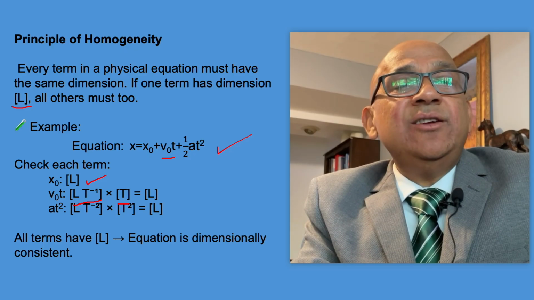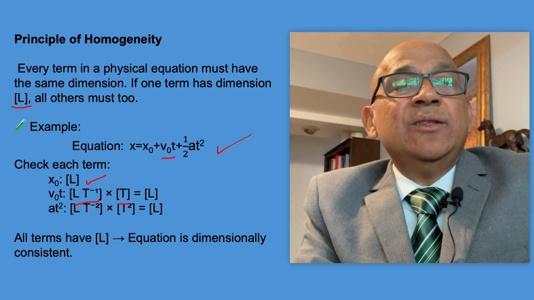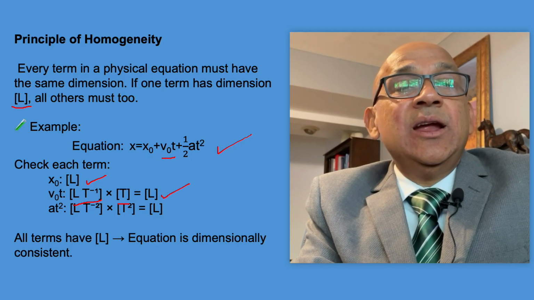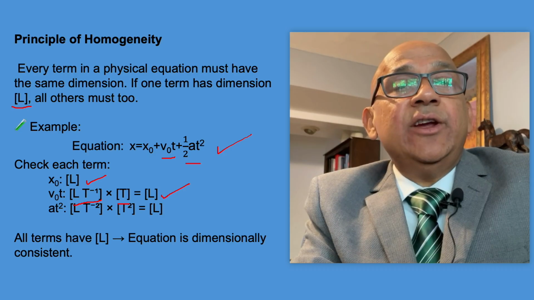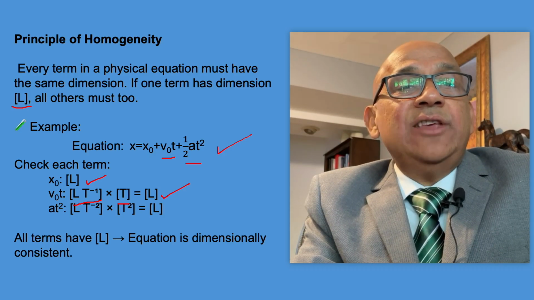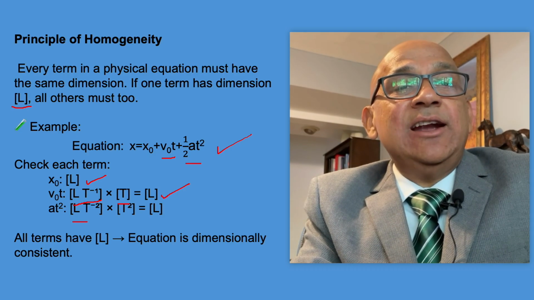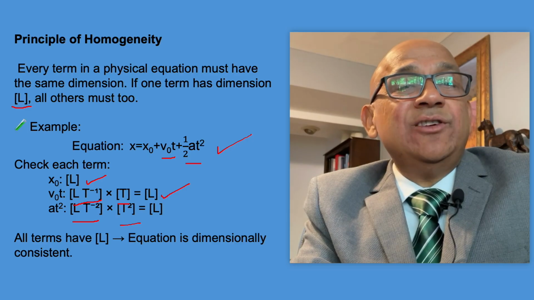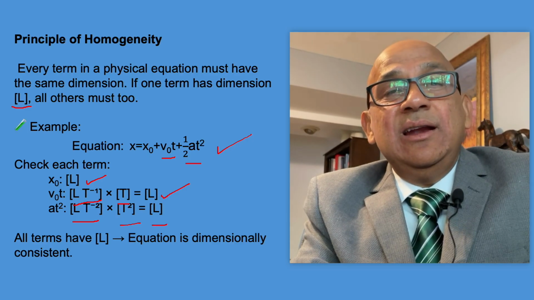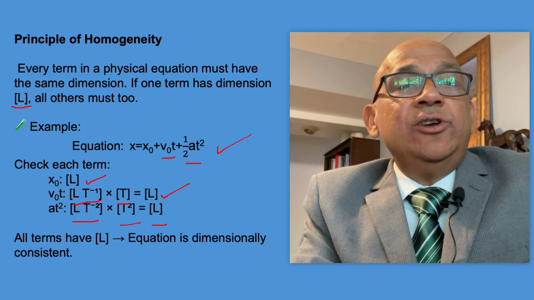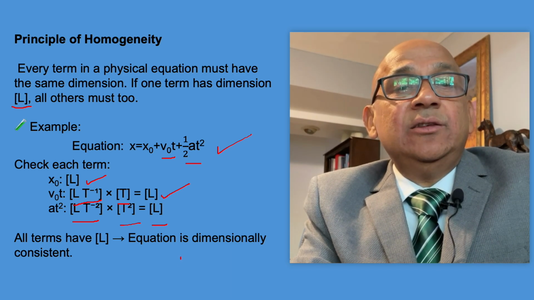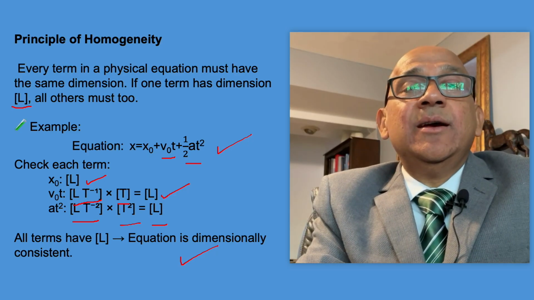So when you combine all these dimensions, the dimension of v0 t also comes out to be L. Now looking into the third term, half at square. a is the acceleration, so it has a dimension of L t^-2, and t square has a dimension of t square. So if you combine all these things together, you come up with length L. So we see all terms here have the same dimension L, so this equation is dimensionally consistent.